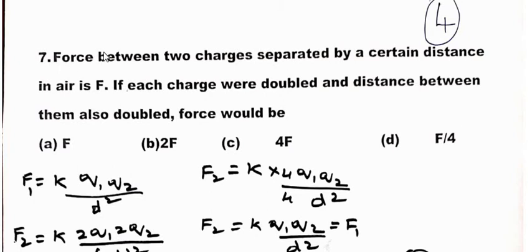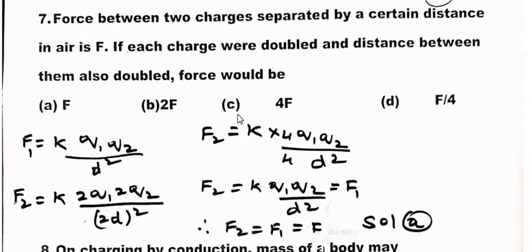Next, force between two charges separated by a certain distance in air is F. If each charge were doubled and distance between them is also doubled, then what will be the new force? Given answers are F, it remains to be the same, or it becomes 2F, 4F, or F by 4.